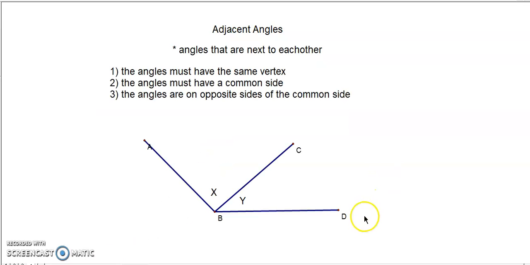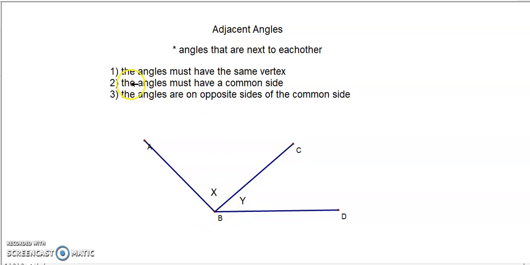So let's look at these two angles, angle X and angle Y. Let's see, are these two adjacent? Well, are they next to each other? Yeah, they're next to each other, but more formally, let's look at the three criteria. The angles must have the same vertex. So A, B, C. The vertex is B. Angle X has a vertex of B. And angle Y also has a vertex of B. C, B, D. So they both have this vertex B.